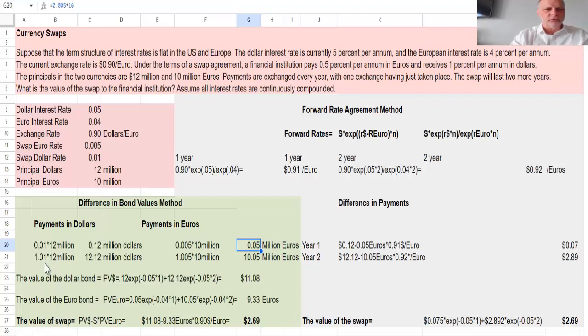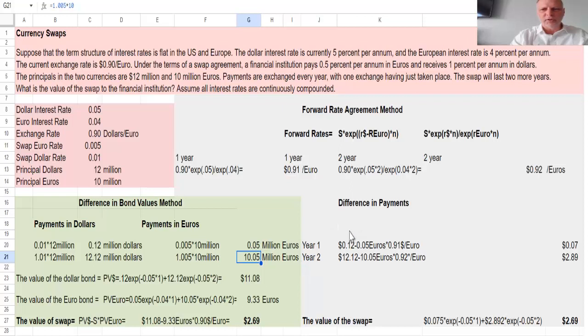The payments 2 years from now, well, we'll have the return of principal of 1 plus the interest rate in dollars of 1%, 1.01 times 12 million. 1.01 times 12 million gives us $12.12 million. And then the payment 2 years from now in euros is going to be the return of principal of 1 plus the 0.5%, 1.005 times 10 million, which gives us 10.05 million euros payment in 2 years.